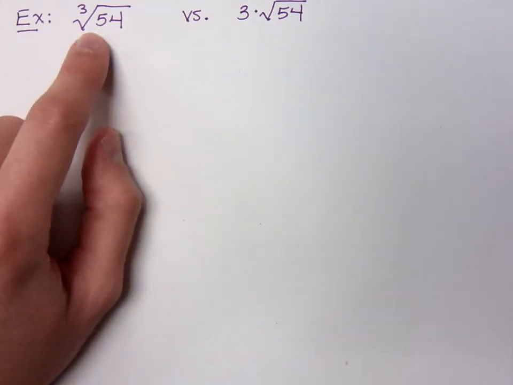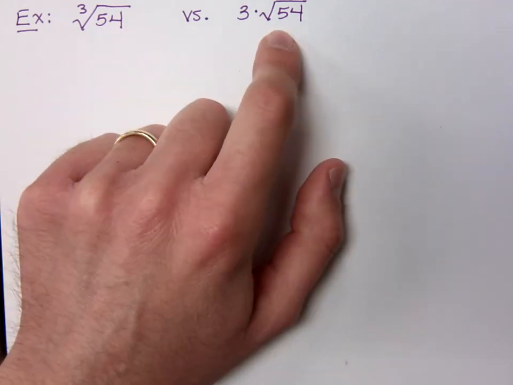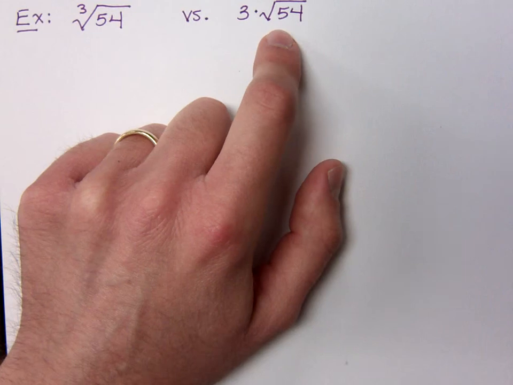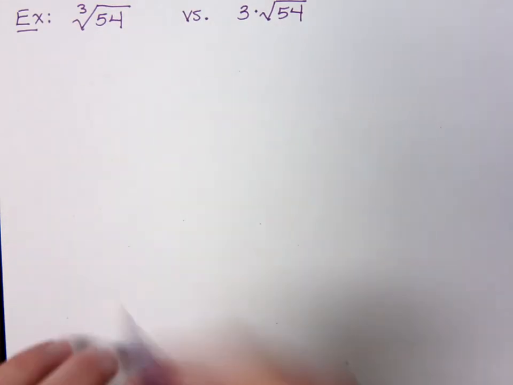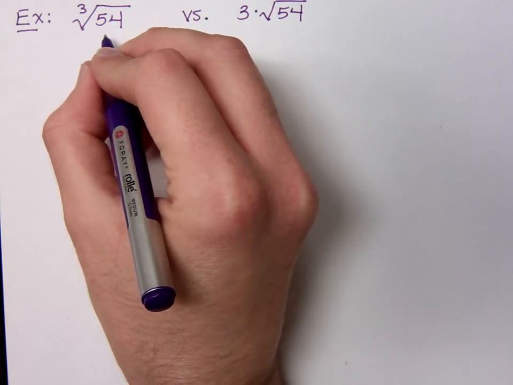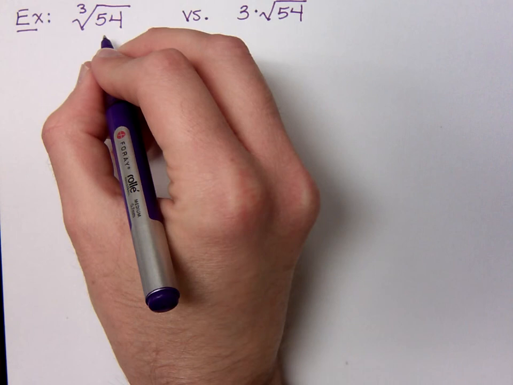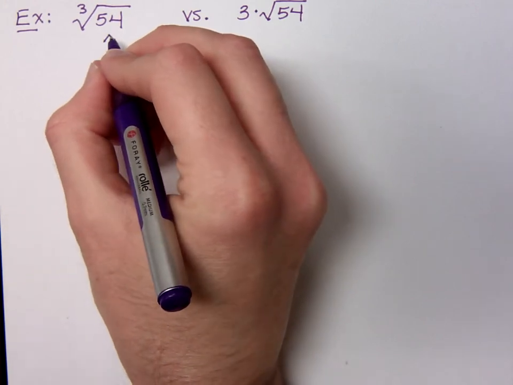How would you read this problem on the left? The cube root of 54. How do you read this one? 3 square roots of 54. So the work that you would do for each of these is going to be different. So for this problem right here, I'm looking for a perfect cube factor, right? Because it has to be a perfect cube inside the cube root.